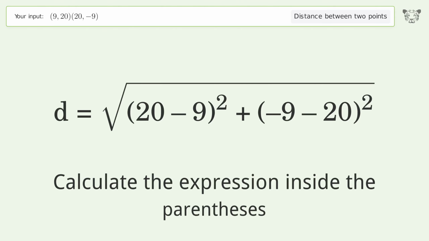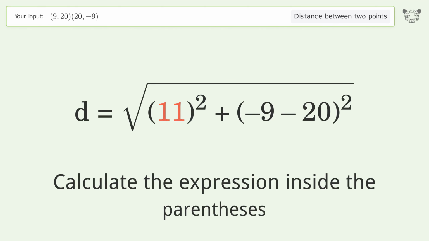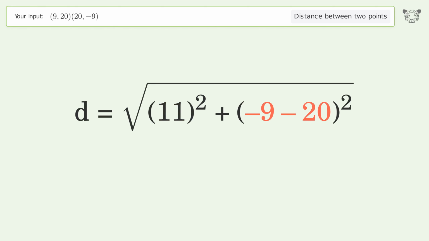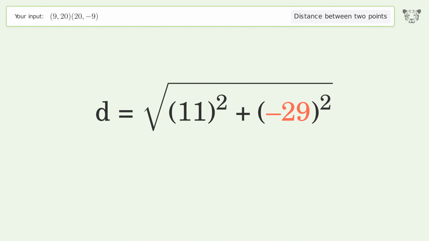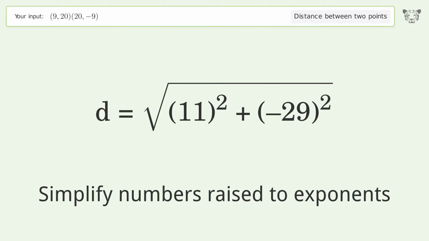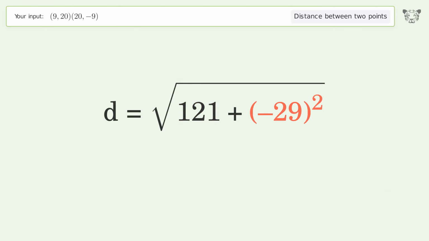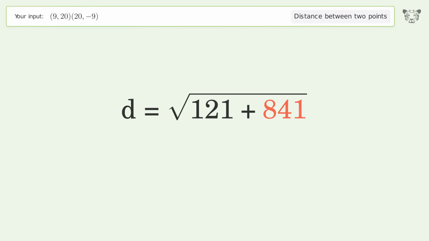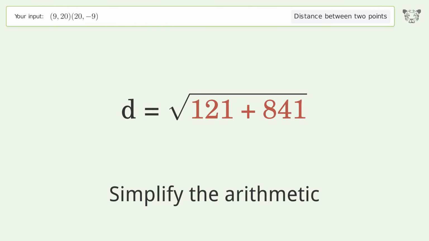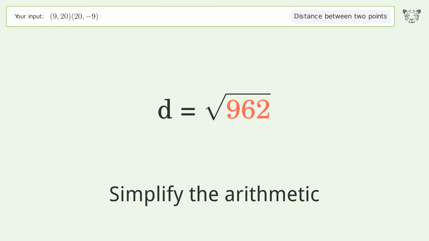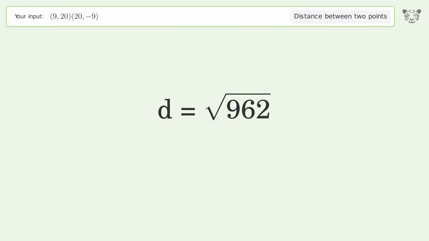Calculate the expression inside the parentheses. Simplify numbers raised to exponents. Simplify the arithmetic. And so the distance between the 2 points is the square root of 962, or 31.016.